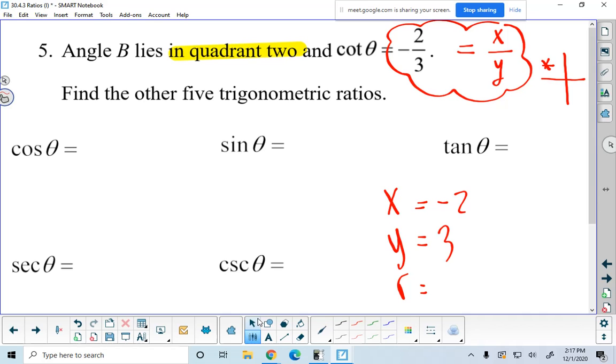So I would like everybody to calculate right now the exact value of r using x squared plus y squared equals r squared. You're going to take negative 2 quantity squared, which means in brackets, and add 3 squared.